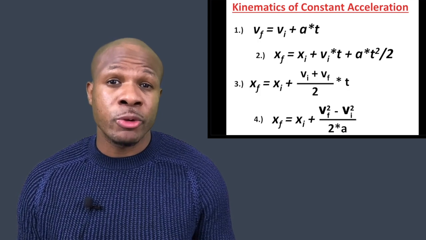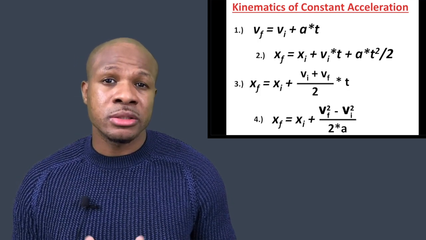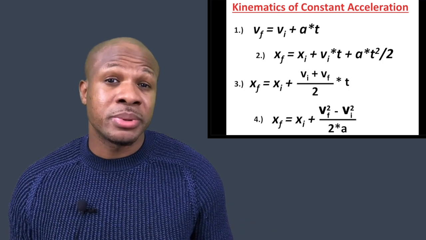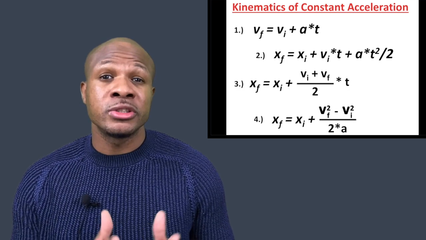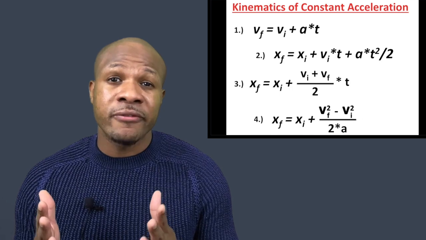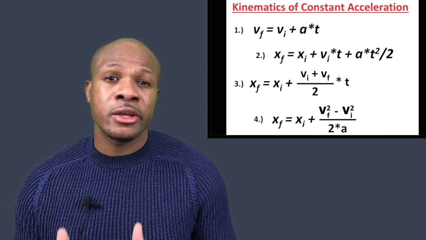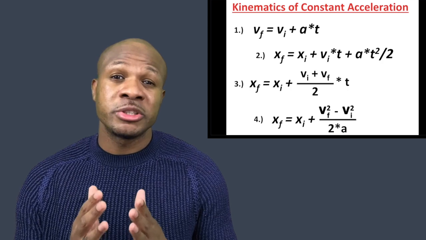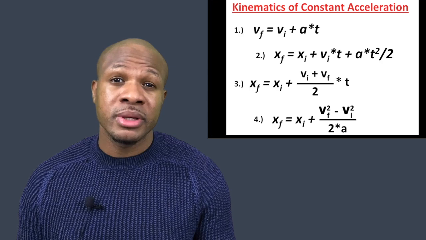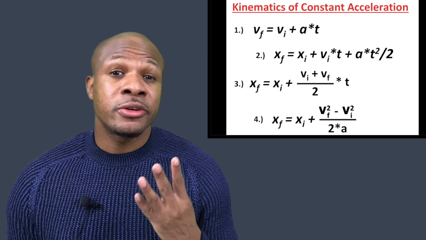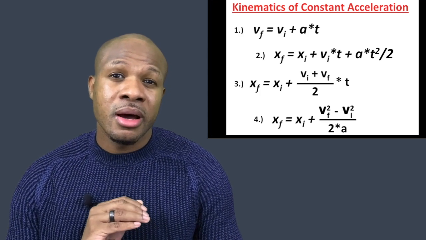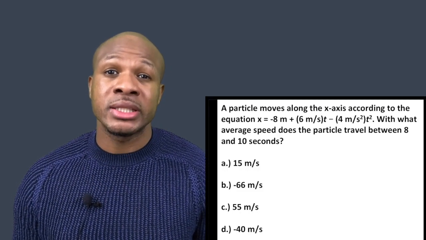And we can derive a 4th equation by using the first equation to solve for time, and then plugging in time into equation 2 or 3. It's easier to plug time into equation 3. So if you solve for time from equation 1 and plug it into equation 3, you're going to get a 4th equation. That equation is going to say that your final position is going to be equal to your initial position plus v final squared minus v initial squared divided by twice the acceleration. These are the 4 equations for constant acceleration that we need to know to be able to answer a variety of different questions. So let's go ahead and answer some questions.